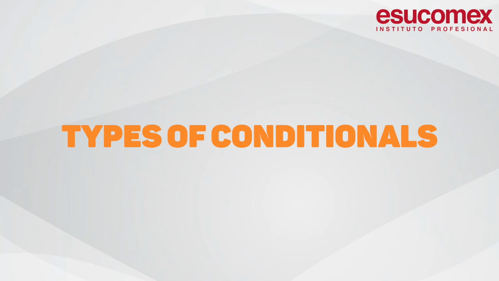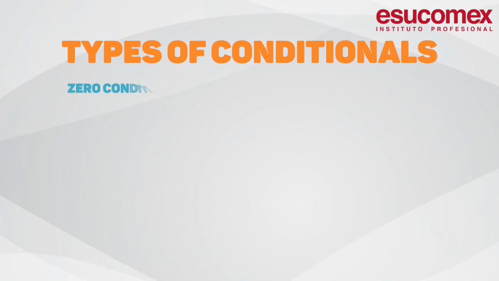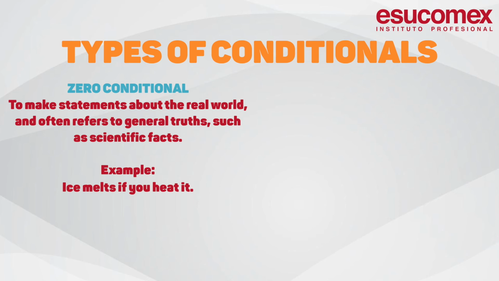Types of conditionals. Zero conditional. The zero conditional is used to make statements about the real world and often refers to general truths, such as scientific facts. Look at the example. Ice melts if you heat it. It is a scientific fact and a general truth that if you heat ice, it melts.